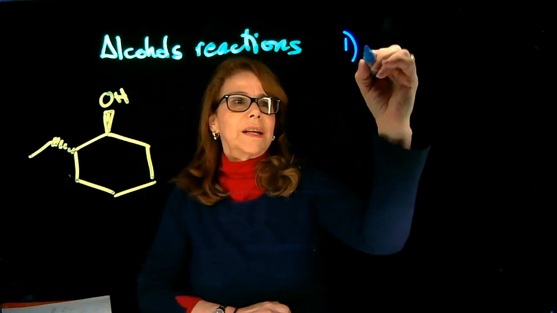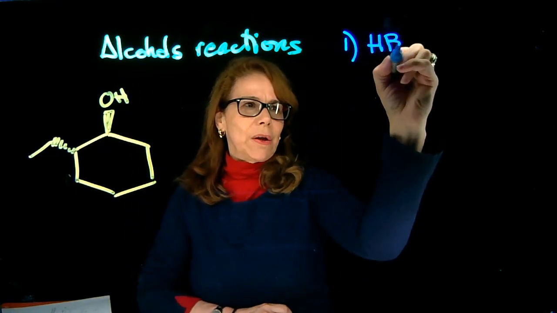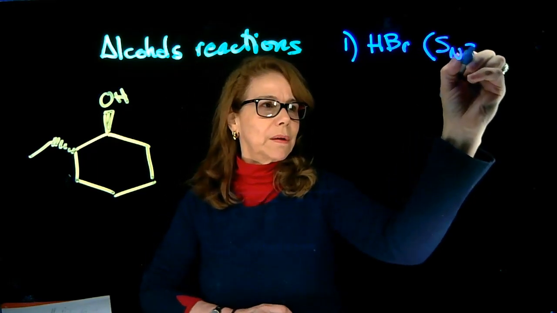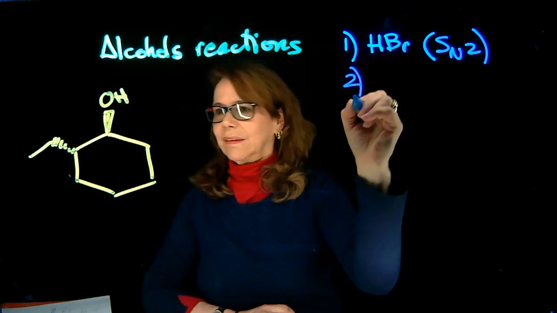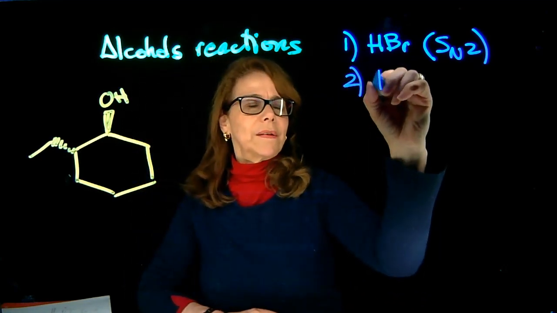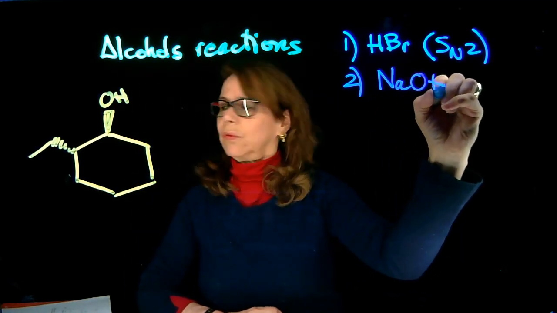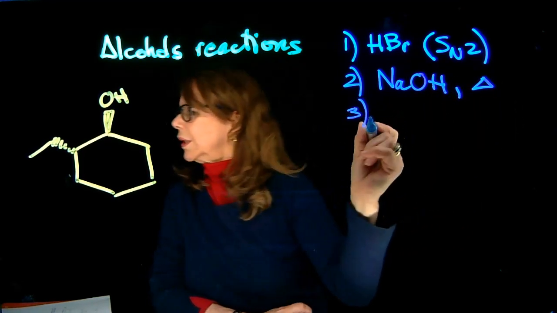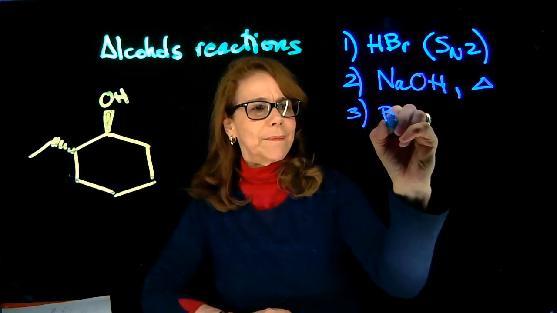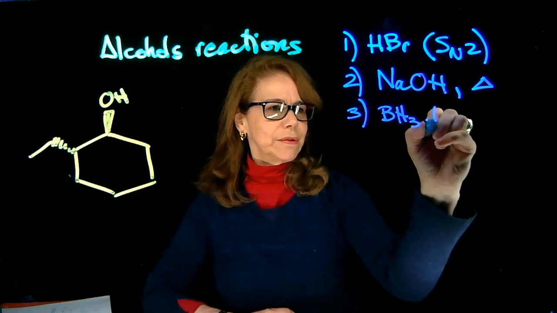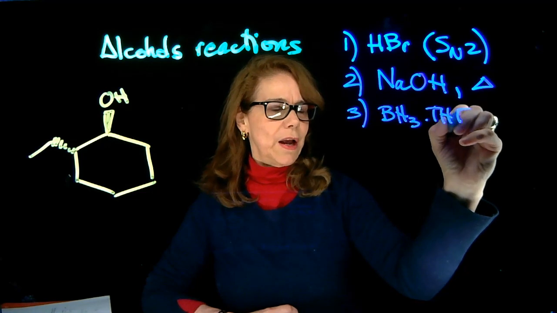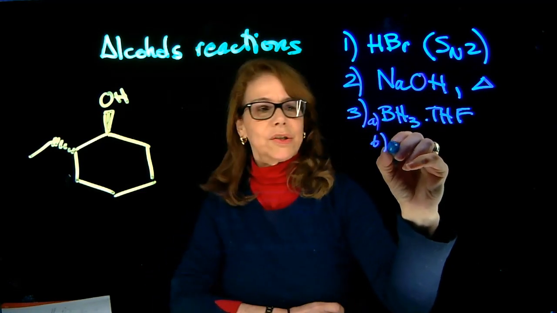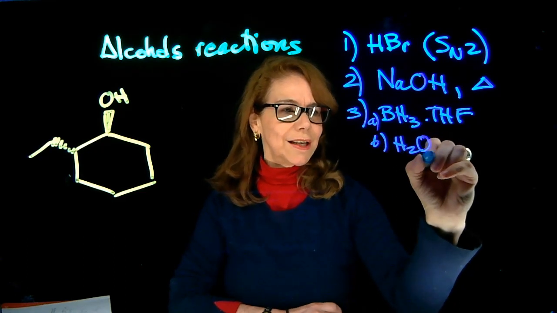The first thing it says is HBr, in parentheses, this is the problem I picked. So that is an SN2. Then it says that you treat it with sodium hydroxide and heat. Condition number 3 says that you're doing hydroboration, so BH3 in THF, followed by the oxidation reaction. So hydroboration-oxidation.